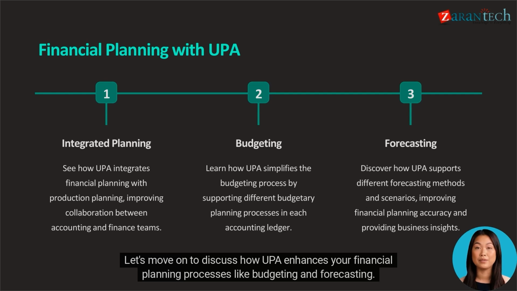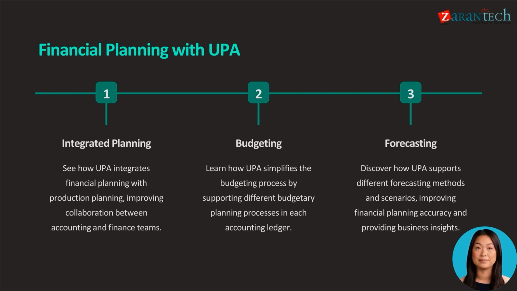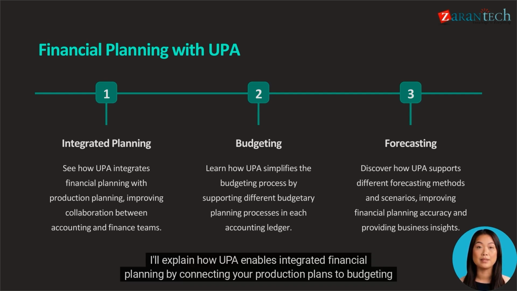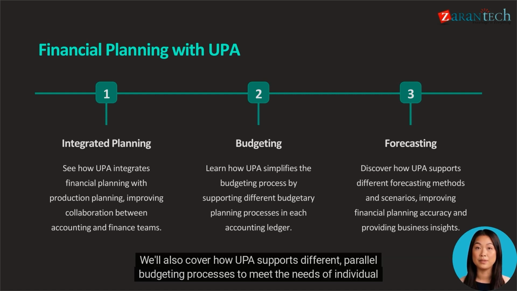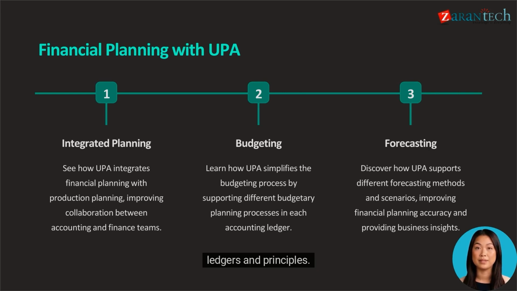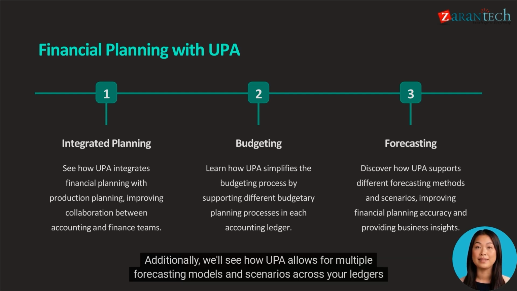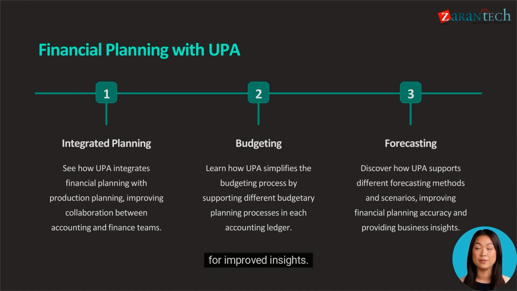Let's move on to discuss how UPA enhances your financial planning processes like budgeting and forecasting. Integrated planning. I'll explain how UPA enables integrated financial planning by connecting your production plans to budgeting and forecasting. Budgeting. We'll also cover how UPA supports different parallel budgeting processes to meet the needs of individual ledgers and principles. Forecasting. Additionally, we'll see how UPA allows for multiple forecasting models and scenarios across your ledgers for improved insights.